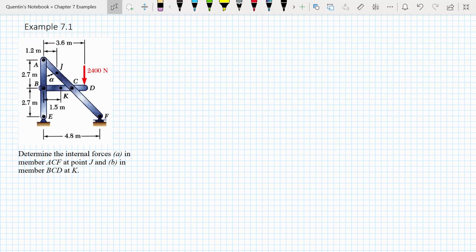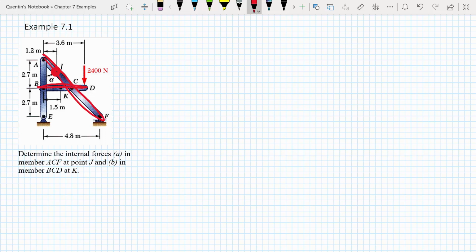Okay, good morning. We're going to look at example problem 7.1 from the book, where we are supposed to determine the internal forces in members ACF at point J and in members BCD at K. So what we're looking at is this member here, what's going on at this point right here, and on this one right here.